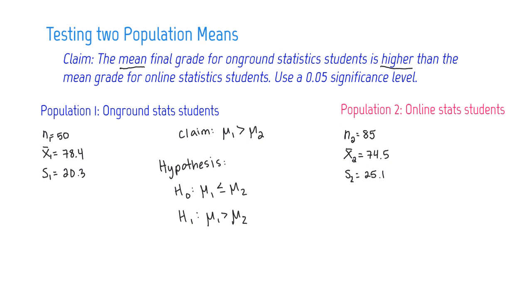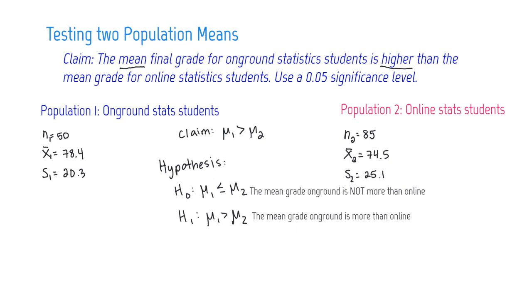And so again, it's not a bad idea here to go ahead and write what each of these claims represent in words. So in words, the mean grade on ground is more than the mean grade online. So that is my alternative hypothesis. And then the null hypothesis contradicts that by saying the mean grade on ground is not more than the mean grade for online students. The other thing I want to point out about these hypotheses is they can actually be written in symbolic form another way.